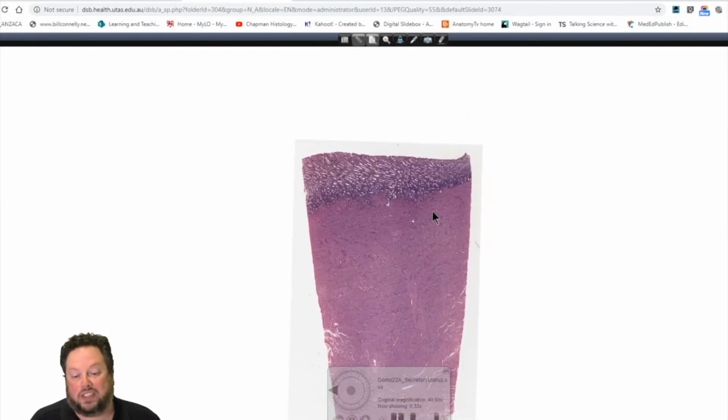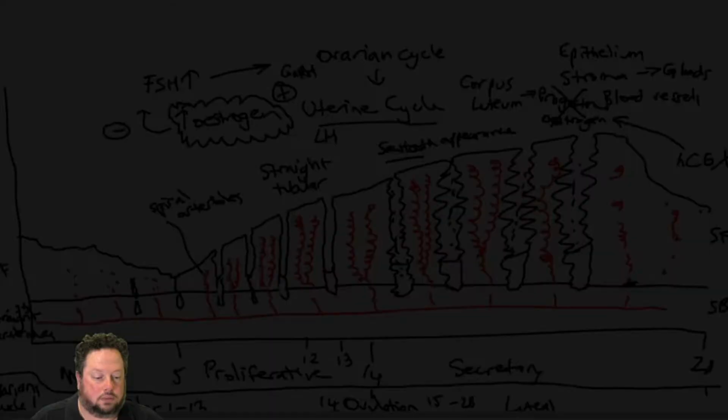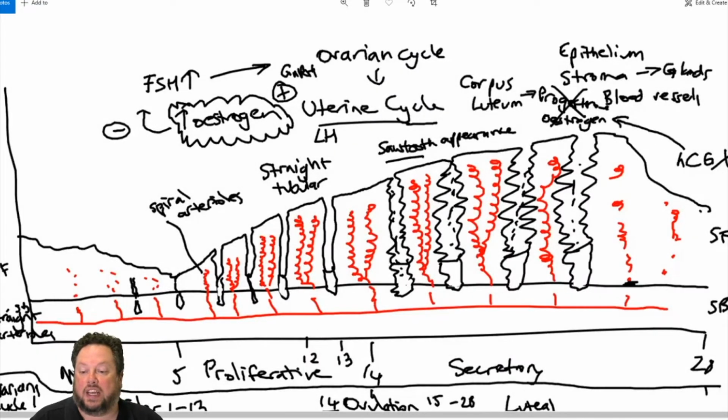Of course, if pregnancy takes place, then this is actually maintained. So the corpus luteum is maintained by human chorionic gonadotrophin. The blood vessels are maintained, the glands continue to be maintained, and implantation continues.